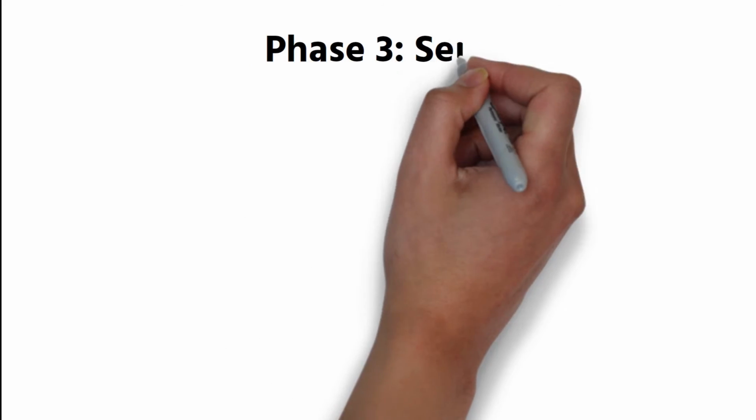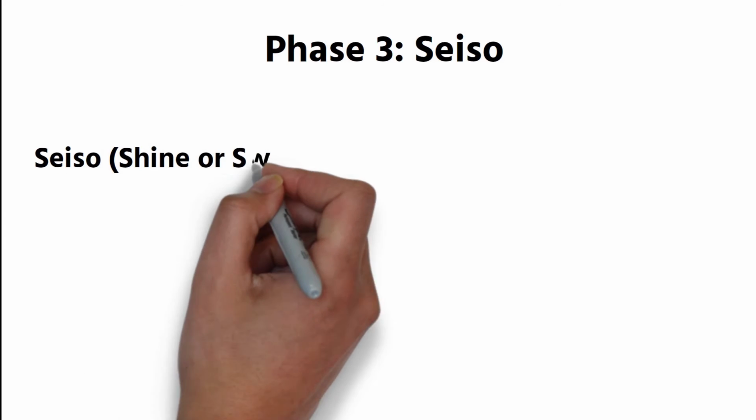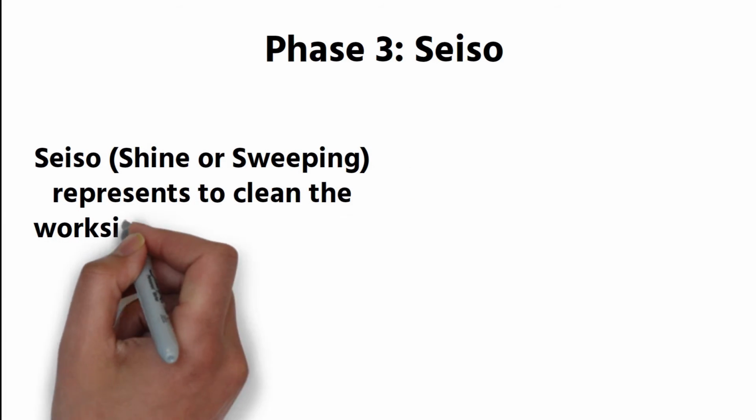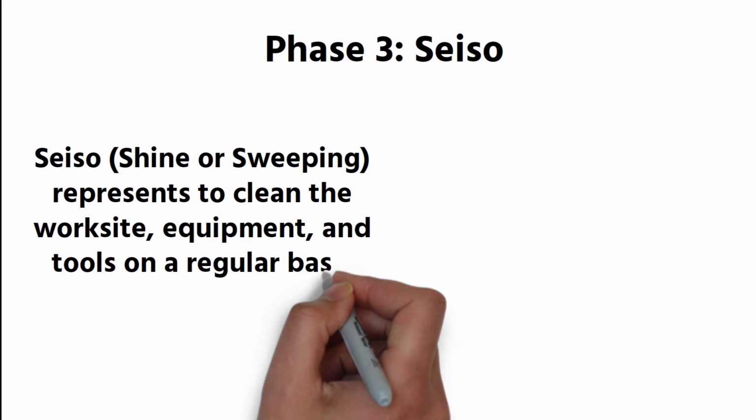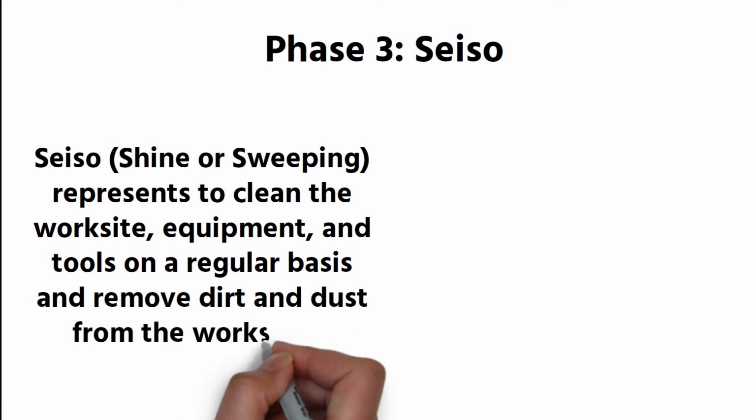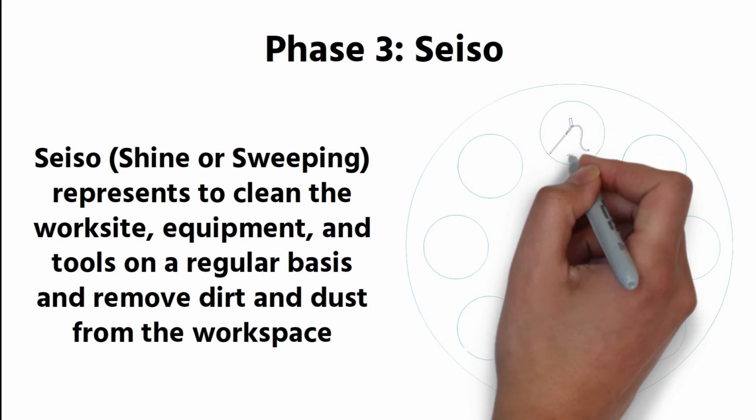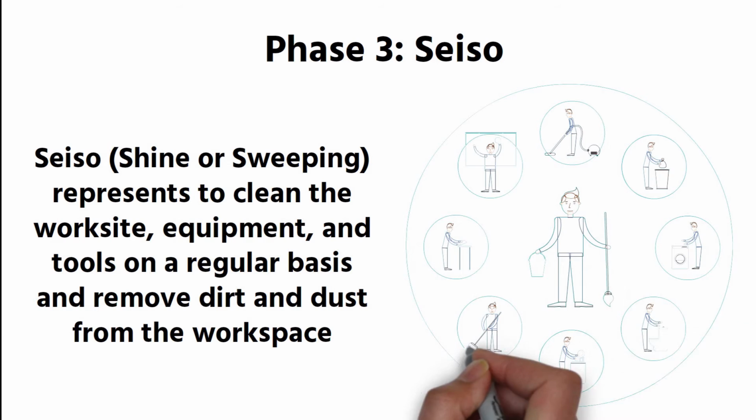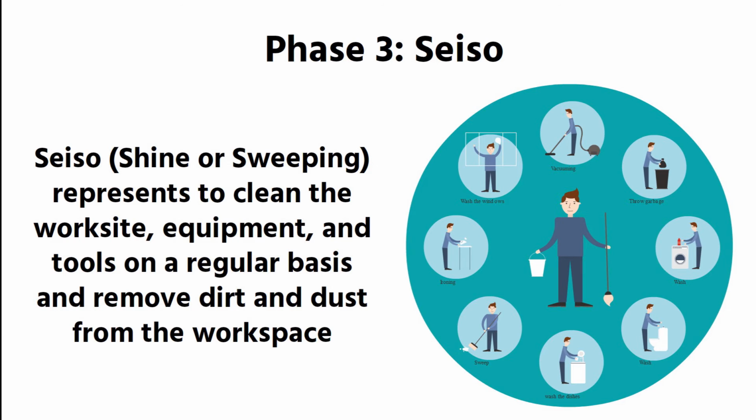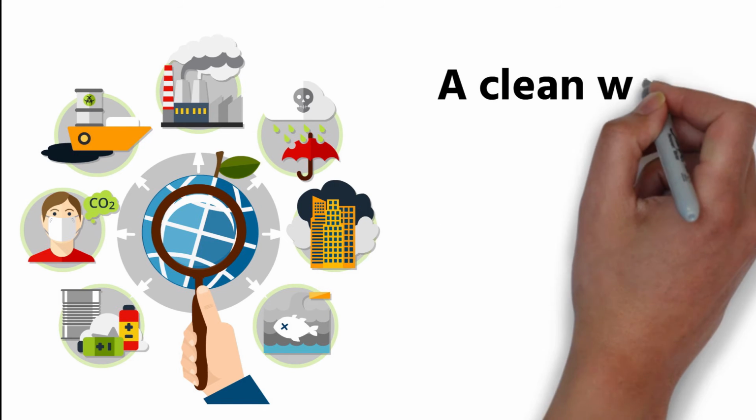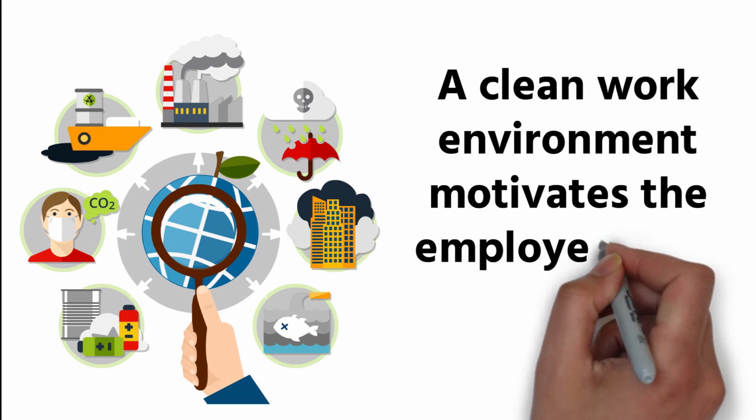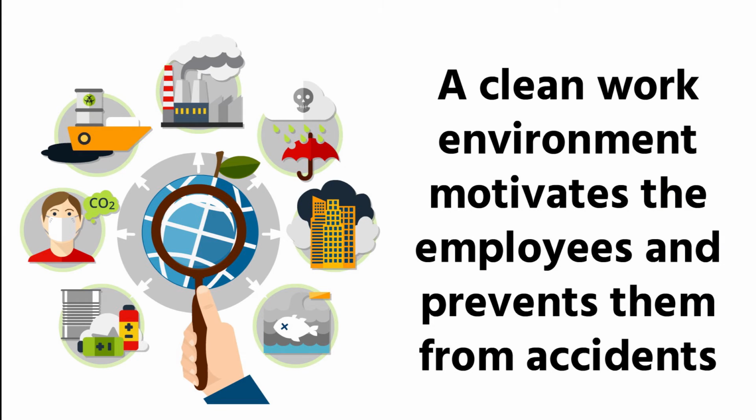Phase 3, Seiso. Seiso, shine or sweeping, represents cleaning the worksite, equipment, and tools on a regular basis and removing dirt and dust from the workspace. Cleaning activity is necessary for health and safety, and it should be a regular activity. Preventing machinery and equipment deterioration and corrosion extends their economic life. A clean work environment motivates the employees and prevents them from accidents.